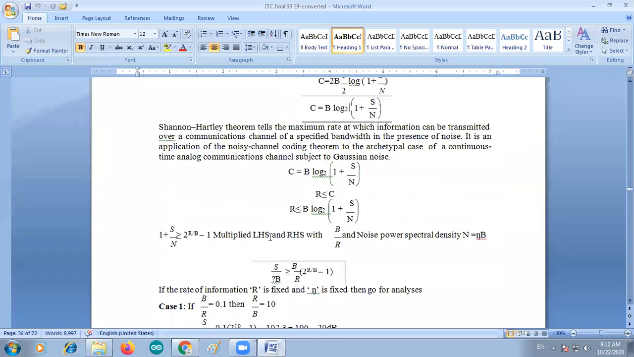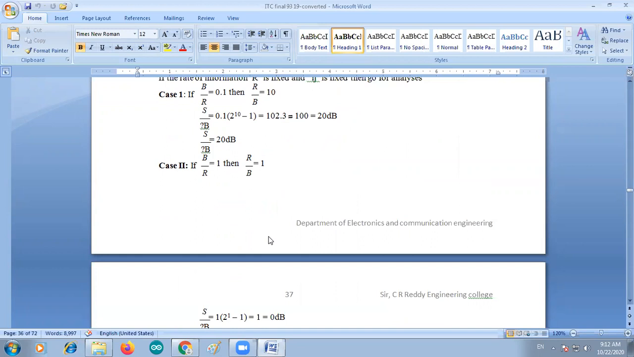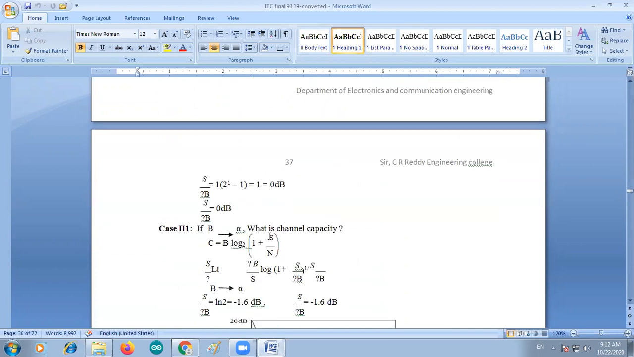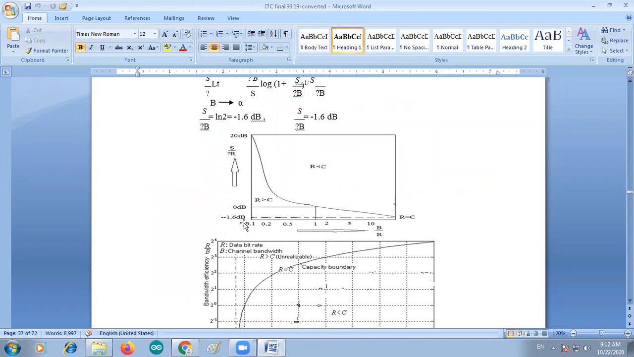In that, you already saw how the channel capacity tends to infinity. What is the optimum probability of bit error, or S by eta B? That is minus 1.6 dB. That is the limit of Shannon. Based on that limit, you can divide the entire system into reliable and non-reliable systems: the R less than or equal to C condition and the R greater than or equal to C condition. At R equal to C, it should be minus 1.6 dB. That is known as the Shannon limit.